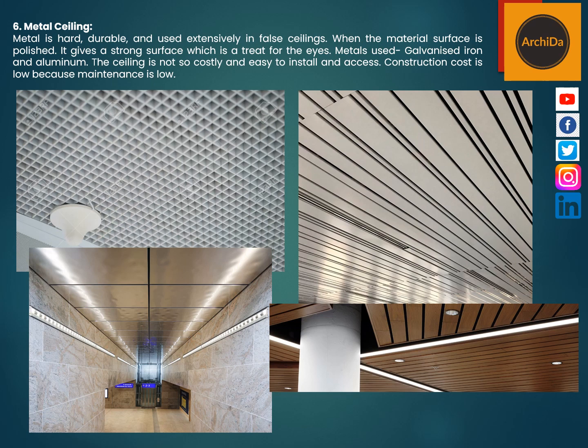Now for metal ceiling, again you have several variations. You can have a board type, you can have a tile type, or you can have a slatted type. If you look at the picture on the lower right, you will see that it is even painted brown to make it look like it is a wood finish.